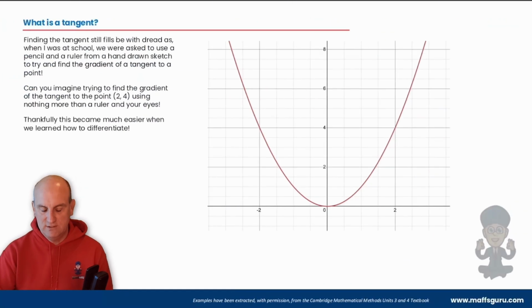Now, what is a tangent? Again, we've done this before when we did differentiation from first principles. We chose two points and drew a line between them. And we said, what happens when that line gets closer and closer to a specific point? Well, if that was the point there, that line is a tangent to that point.